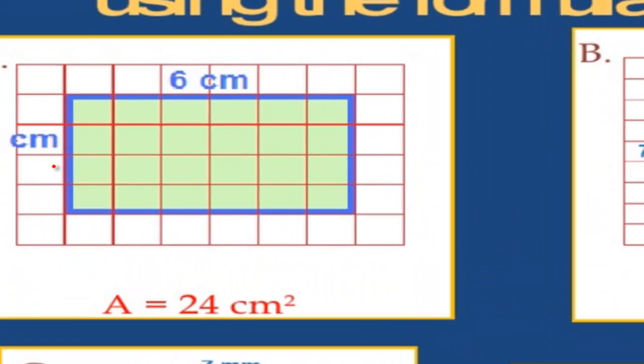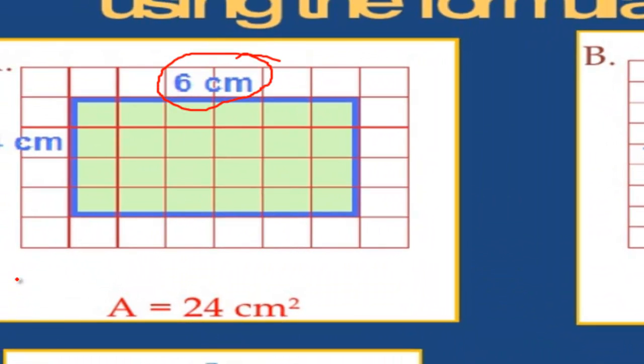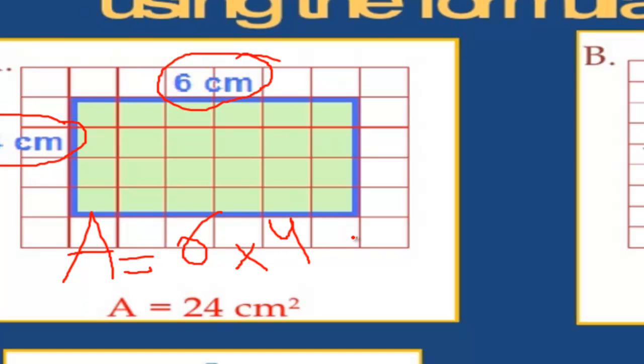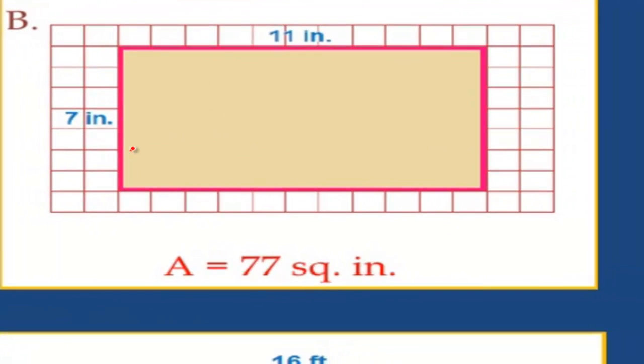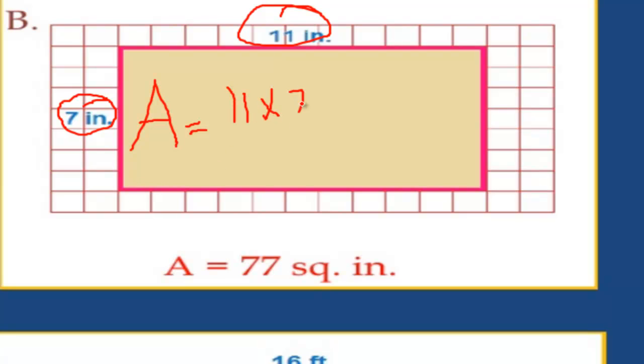In the first example, we have the length equal to 6 and the width equal to 4. So the area of the rectangle is going to equal 6 multiplied by 4. So it's going to equal 24 square centimeters. Okay, so let's see the next example. The area here is going to equal length 11 inches multiplied by 7 inches. So 11 multiplied by 7 will equal 77 square inches. Square inches.